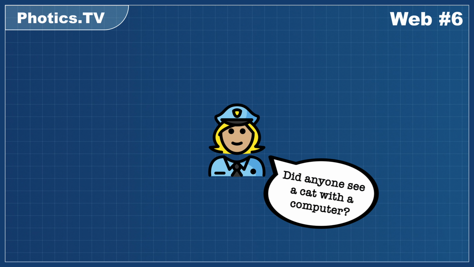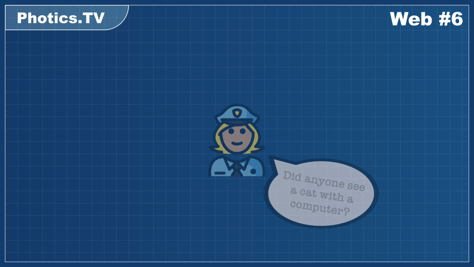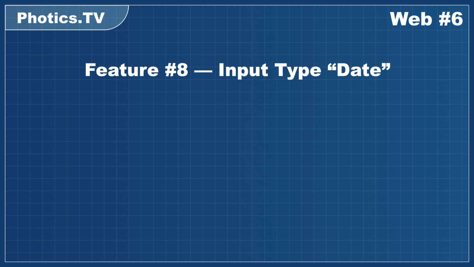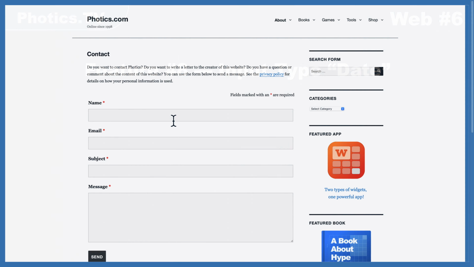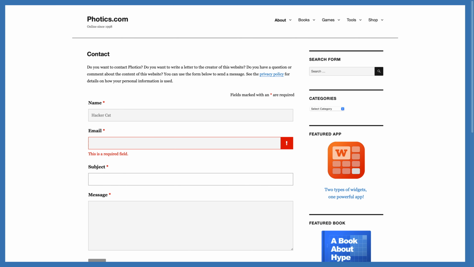Security is an important part of building a website, and it is related to the eighth feature on this list, input type date. If your visitors can enter data, that data needs to be sanitized. Typically, there are two sides to sanitization. The first side is the client side. Before the data is sent to the server, the user is alerted to possible errors, such as entering February 31st. That date is not valid.